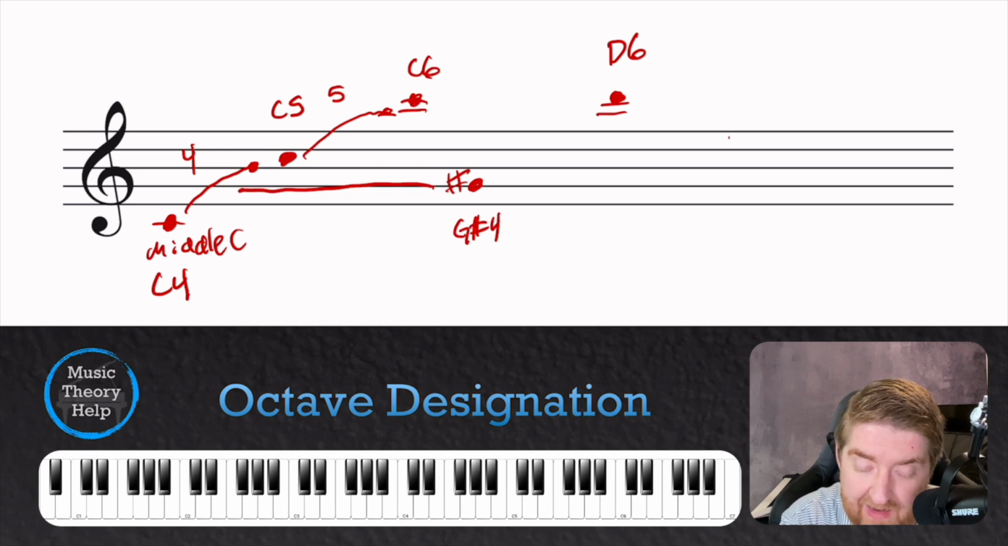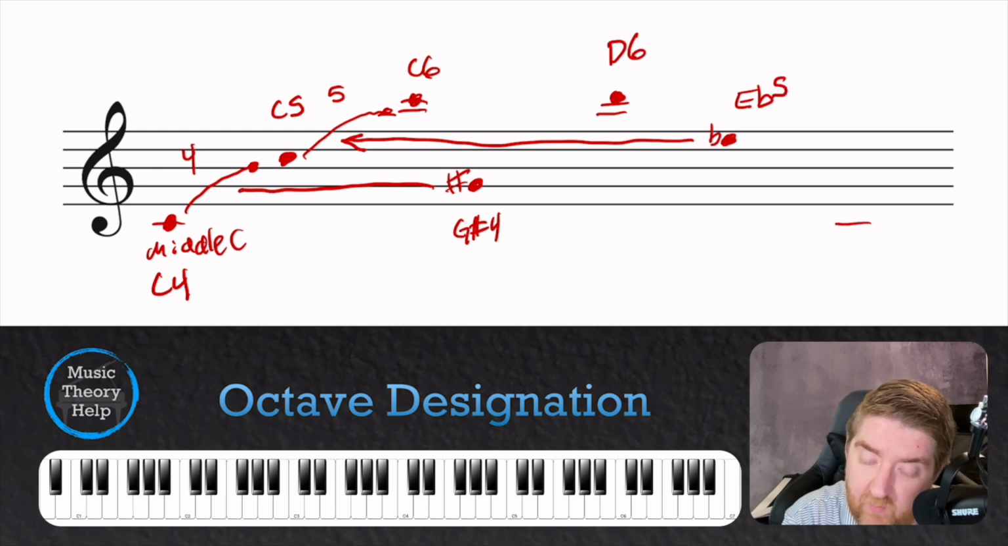What if we had E flat? We can tell this is in the fifth octave between C5 and C6. So this would be E flat 5. One more. What if we had this B flat? It's below middle C or C4, so this would be B flat 3.